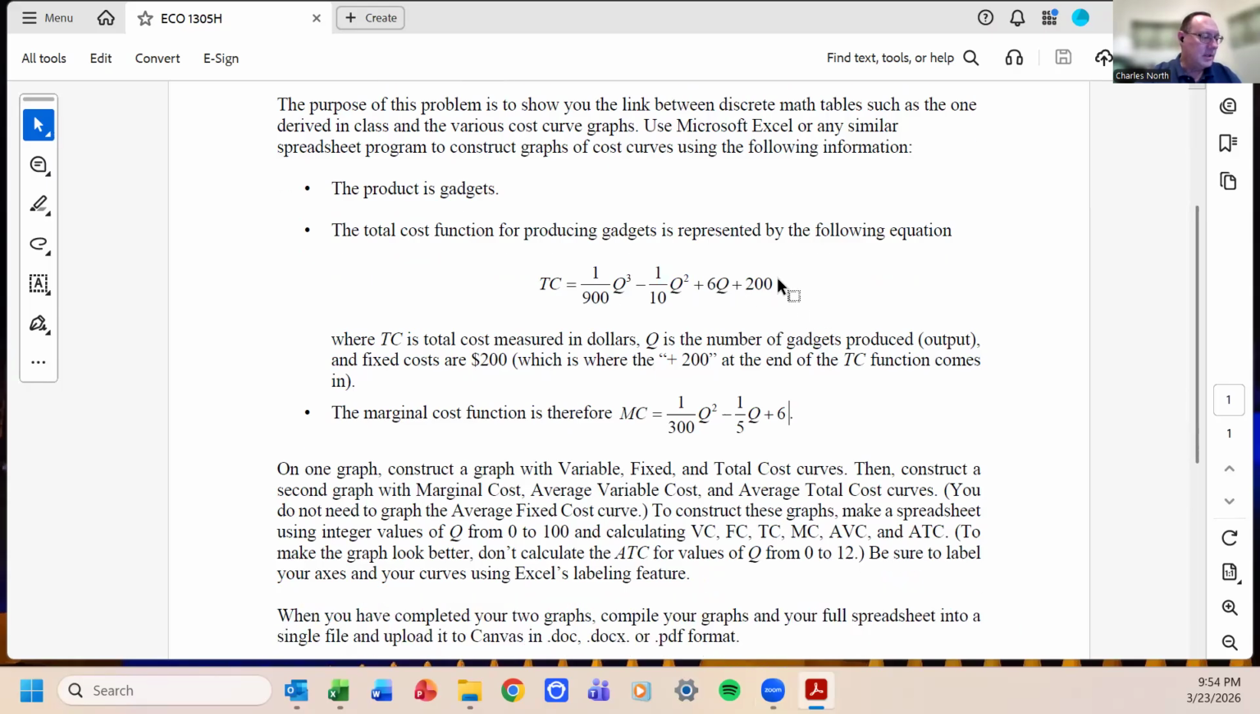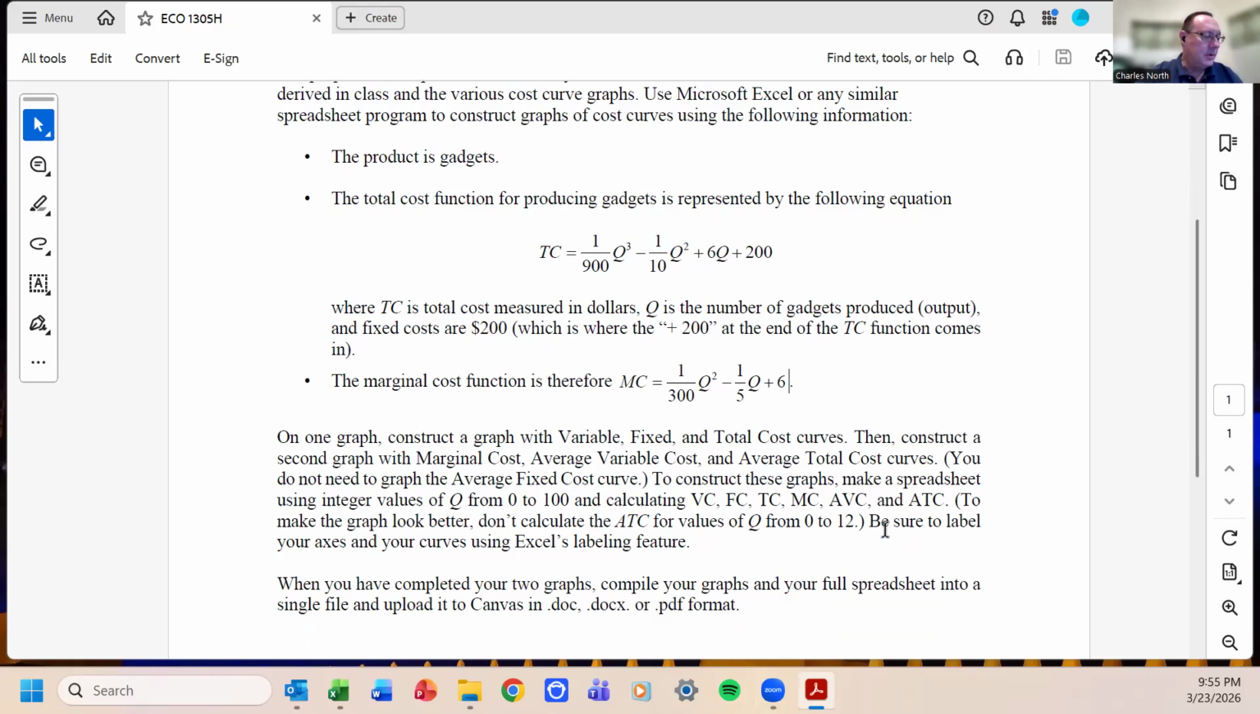We are going to use this cost function to graph first the variable, fixed, and total cost curves, and then a second graph with marginal cost, average variable cost, and average total cost. So we're going to start off making a table with Q from 0 to 100 and just calculate each of these different things that we're going to graph. So that's the plan. And I've got Excel pulled up over here.